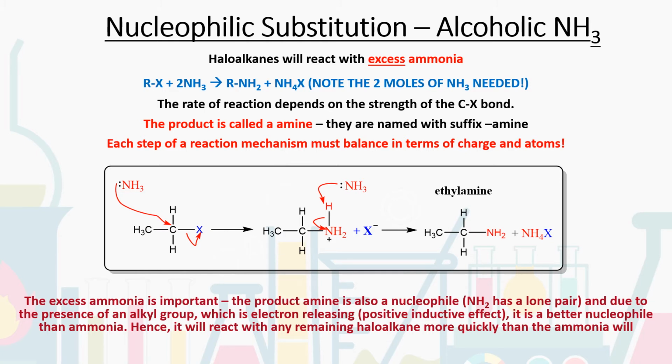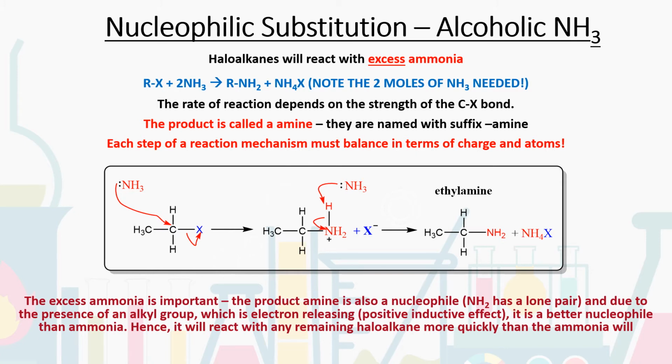So if we didn't have excess, we'd have our NH3 reacting with this haloalkane, we'd form some ethylamine, and then our ethylamine could act as a nucleophile as well. It reacts more quickly than the ammonia does because it's a better nucleophile. The alkyl groups are electron releasing. They essentially put slightly more electron density onto that NH2, making it a better nucleophile. And so you end up then with this reaction kind of going on and on and on and producing lots of different amines, not just the one amine that you want.